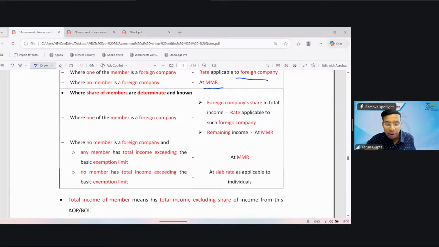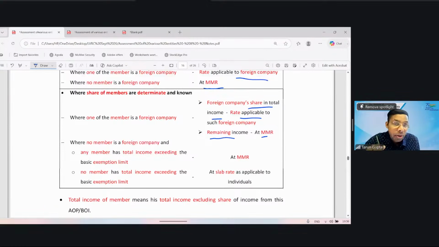What if its shares are determinate? Then if there is any member who is taxable at more than MMR, then only income up to the share of such member in total income shall be taxable at such rate, and the remaining income shall be taxable at MMR.